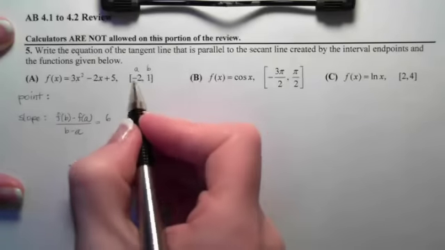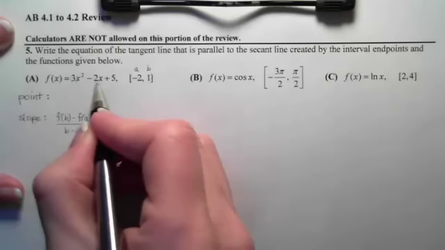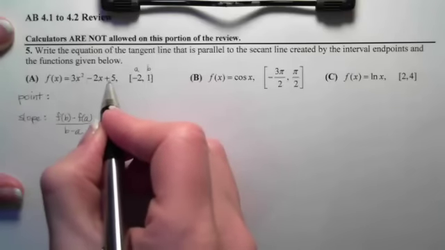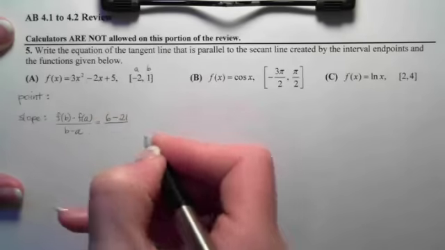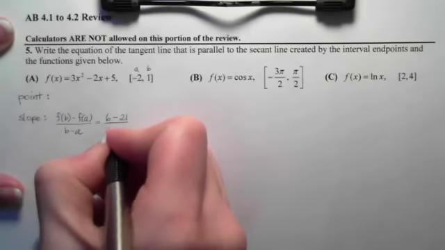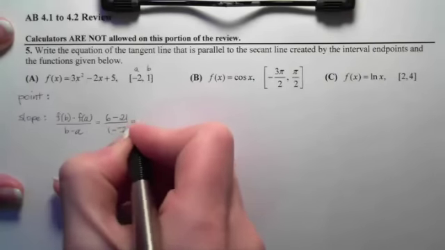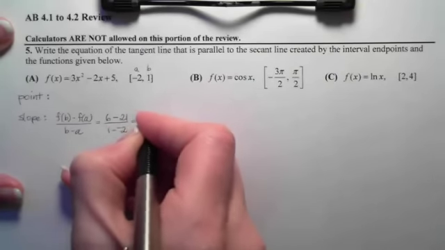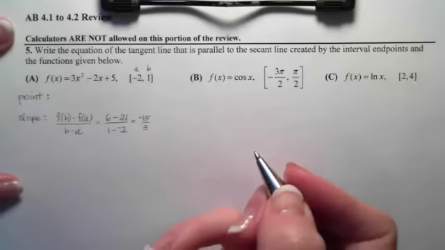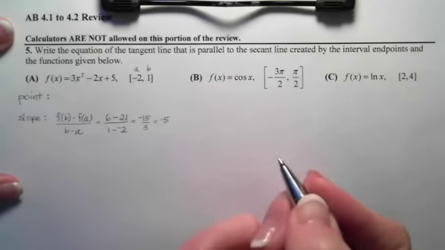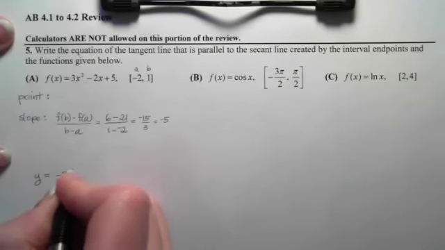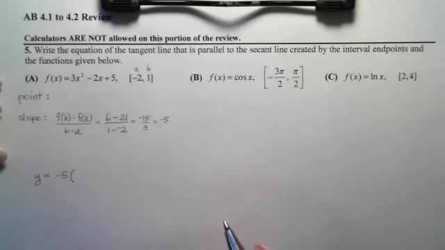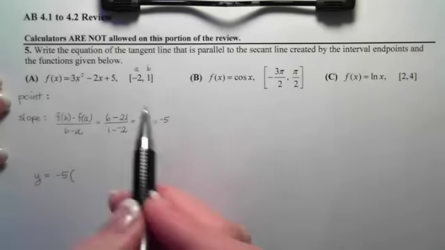If I plug in the a, I'll get a 12 plus a 4 is a 16, plus a 5 is a 21. So I have a 6 minus a 21 over a 1 minus a -2. 6 minus 21 is a -15 over 3. I end up with a slope of -5. So we know the equation will have a slope of -5 already. What we need to do now is figure out the point that goes with it.